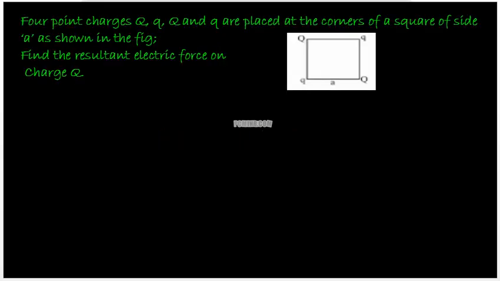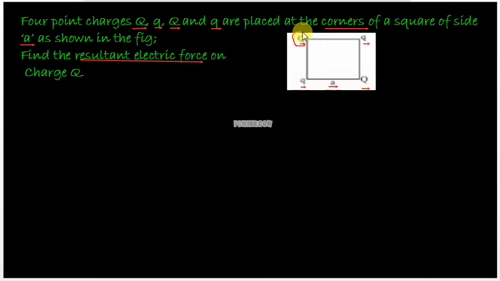Sonal Gupta. So here a question reads, 4-point charges capital Q, small q, another capital Q and small q are placed at the corners of a square of side A as shown in the figure. So here we have Q, q, Q and q, and the side of the square is A. Find the resultant electric force acting on the charge capital Q. So you can find out that force for any of these two charges.